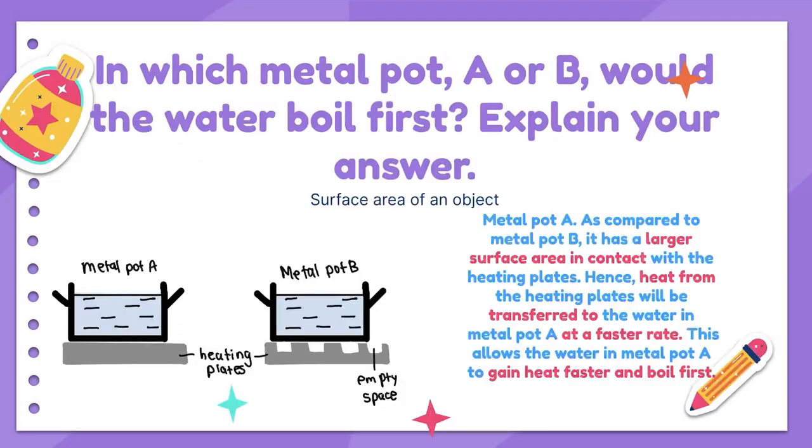Let's take a look at a question. In which metal pot, A or B, would the water boil first? Explain your answer.